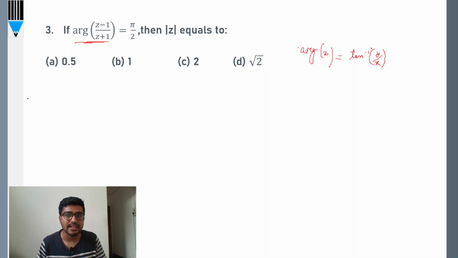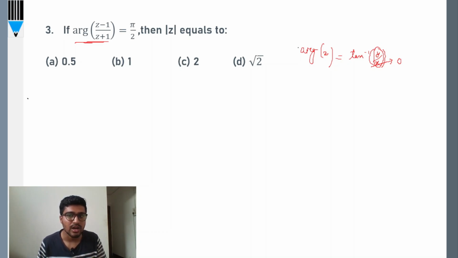If the argument is pi by 2, then tan inverse of anything equals pi by 2 means this has to be infinity, because tan pi by 2 is infinity. So for tan inverse of y by x to be infinity, x should be equal to 0. y can be any value, but x will have to be 0, then this will be infinity, right?